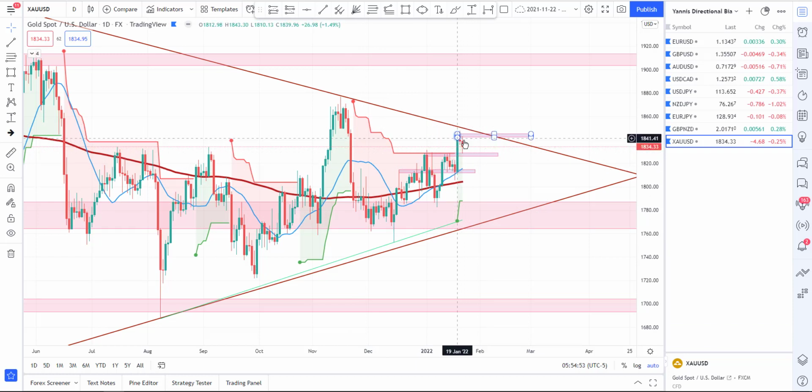So don't be frightened by those reactions, by those retracements. They are good to have. Okay, we have them each and every time price pushes higher. So this is why my bias right now for gold would be long for the upcoming trading week.